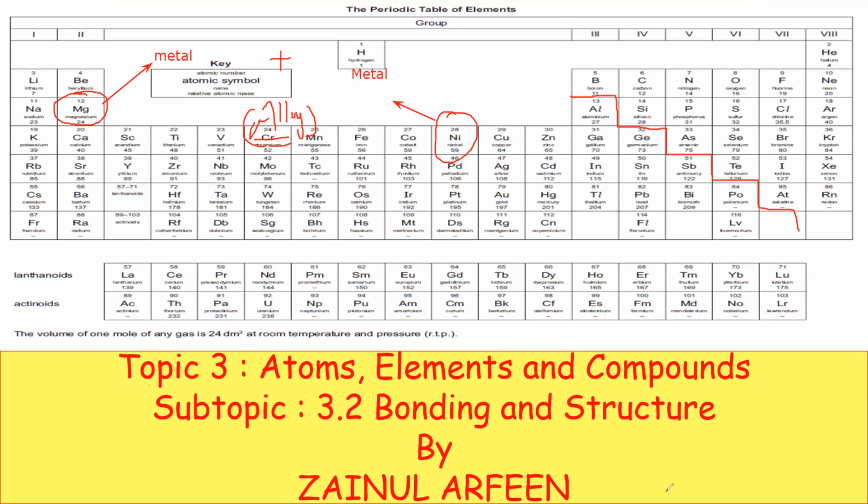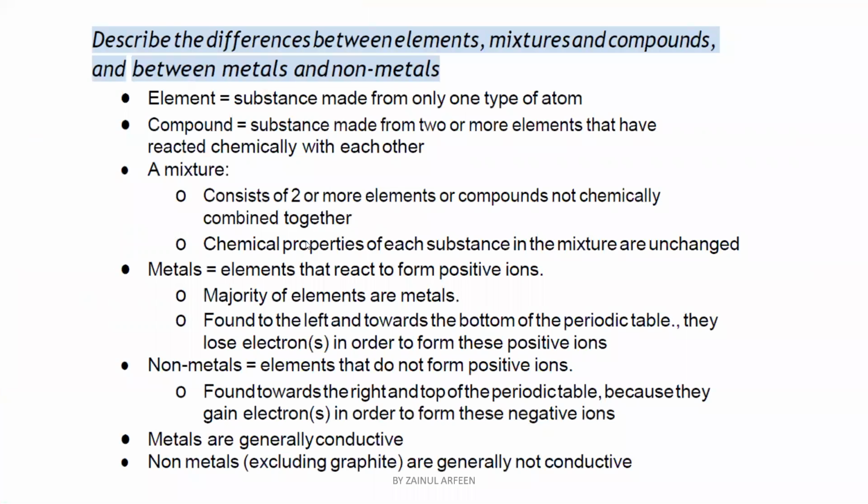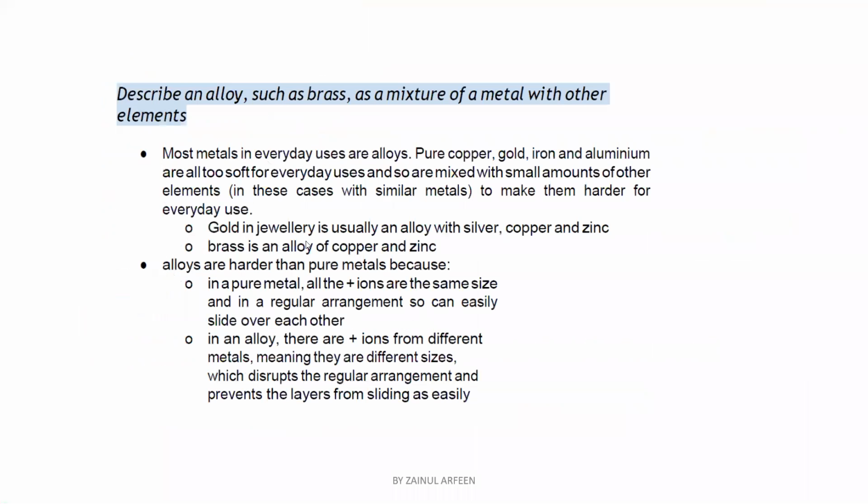And why do we prefer to use alloys rather than pure substances? The reason we want a mixture of metals is that most of the metals we use in our everyday life are alloys. And what is the reason for that? Because pure copper, gold, iron and aluminum are too soft. For example, they can easily deform if they are very pure. Why can they easily deform?